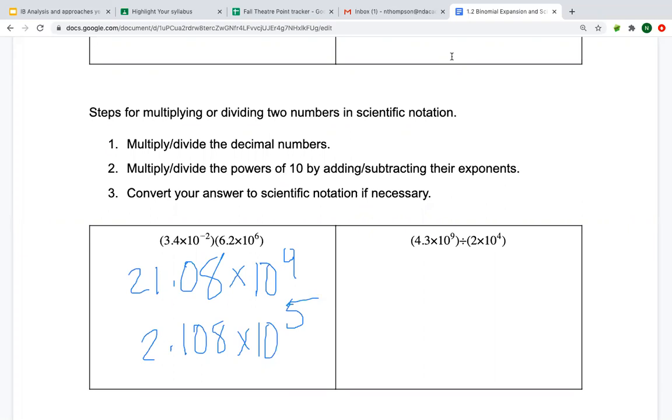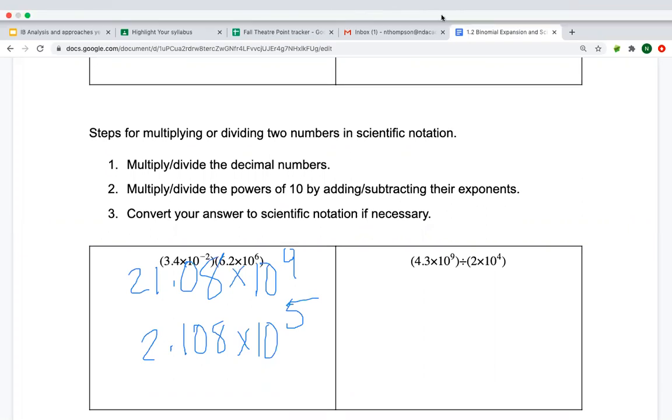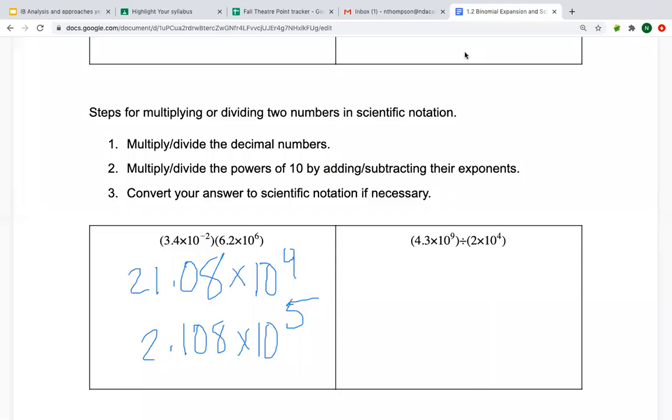Similarly, on the second example, if we are working with division, okay, so we would have 4.3 divided by 2, which is 2.15 times 10. And because we're dividing, now we are subtracting. So we would have 9 minus 4, which is 10 to the 5th power. And since this one is in scientific notation, I am good to go.